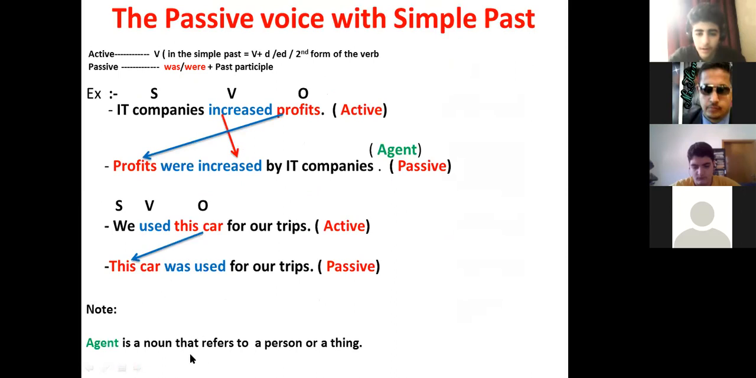The agent, as we said, is the one who did the action. An agent is a noun that refers to a person or a thing, the main subject that we have in this sentence. Do you have any question about this part? All of you understood? Okay.